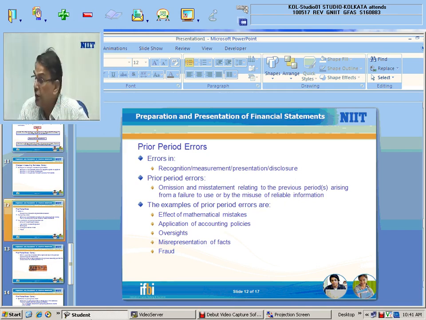So prior period errors can arise due to the effect of arithmetical mistakes or wrong application of accounting policies or simply oversight, somebody failed to notice something. Some inventories are there in the godown, but nobody noticed that inventory which was lying in the godown. Misrepresentation of facts, facts wrongly presented, or frauds. So errors can arise in the recognition, measurement, presentation or disclosure of items in the financial statements.